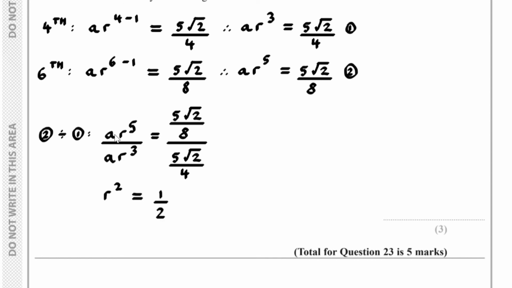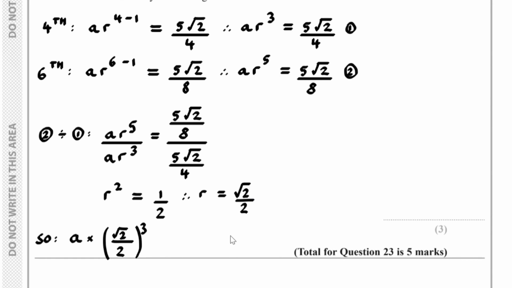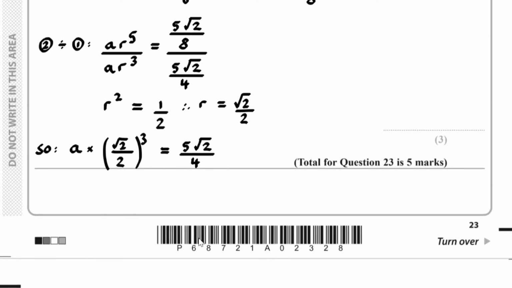So I've got r squared, because the a's cancel here, and r to the 5 divided by r cubed is just r squared. So I've got r squared equals a half, and taking the square root, I end up with r equals root 2 over 2. So I've got a times r cubed. Now I know what r is, that's root 2 over 2, and that's equal to 5 root 2 over 4. So a times root 2 over 2 all cubed, that's root 2 over 4, and this is equal to 5 root 2 over 4. The 4's cancel, the root 2's cancel, leaving me with a equals 5. So I've got a equals 5.